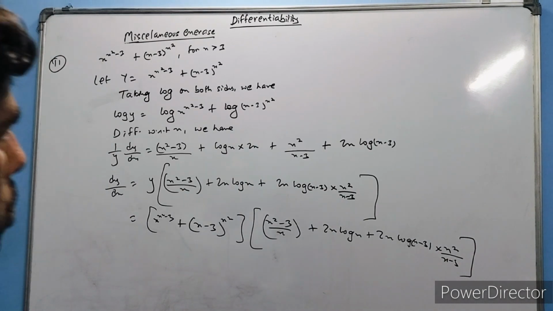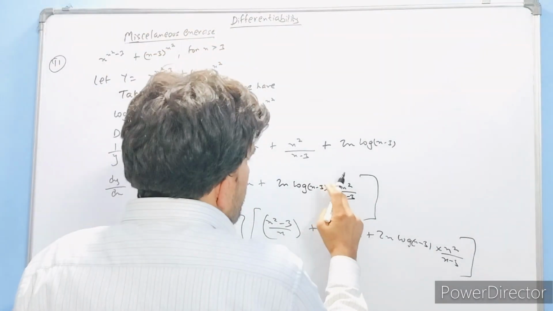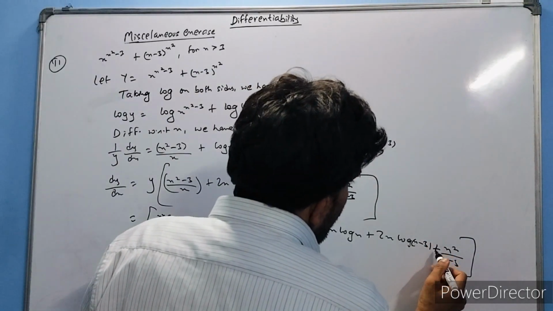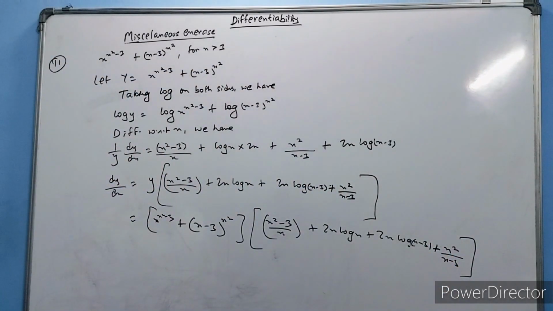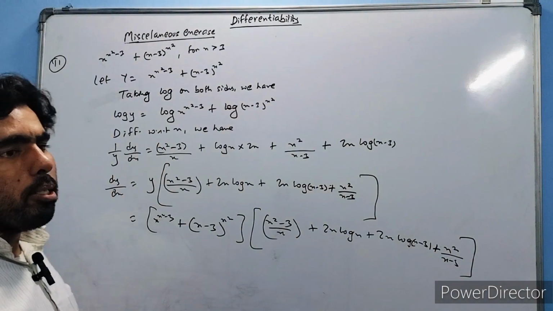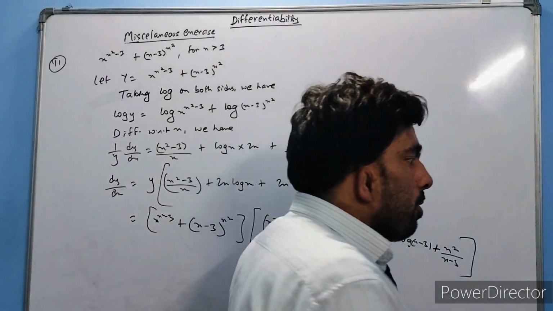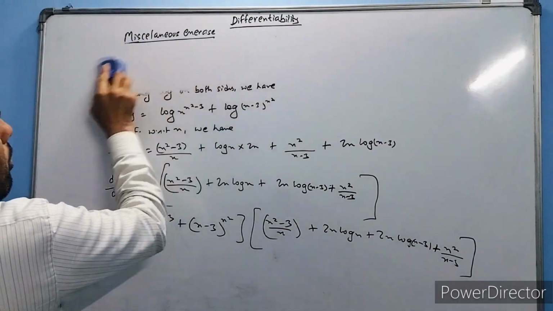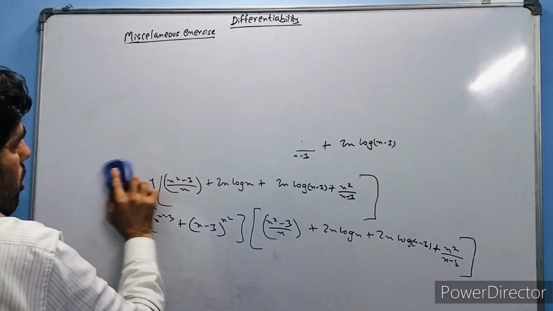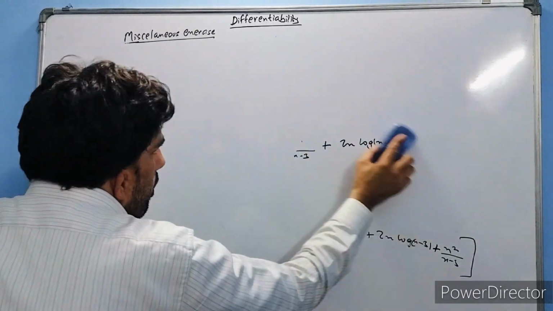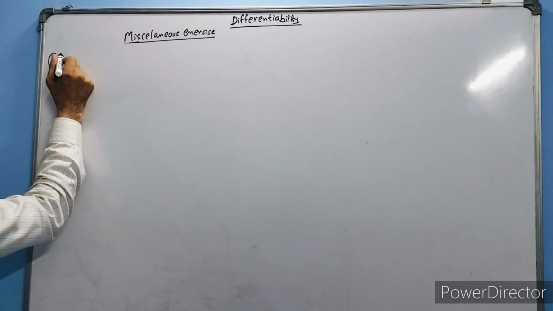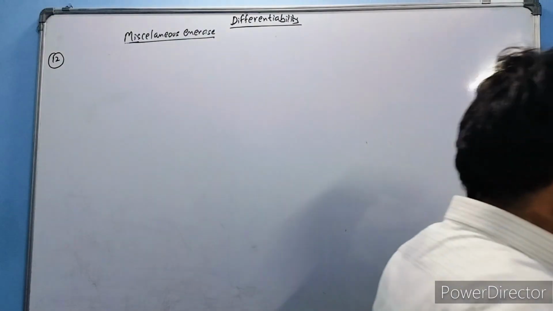Now we'll try to solve more numericals so that it becomes easier for us to understand this miscellaneous exercise. Now let us try to solve the 12th question. We have just solved 11. Now let us see what the 12th question says.